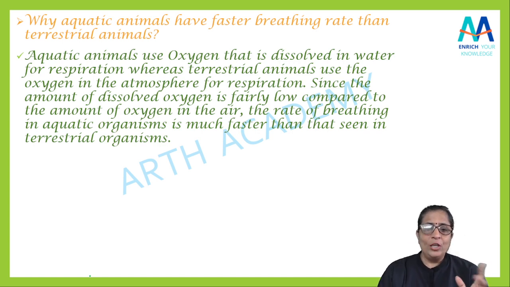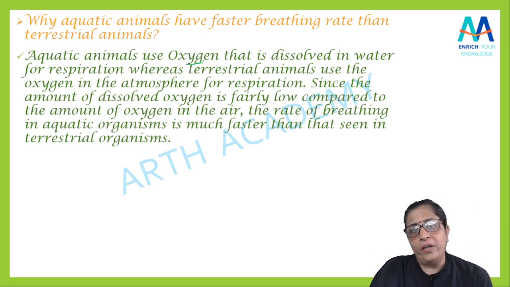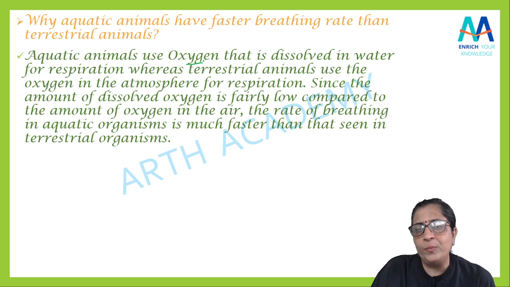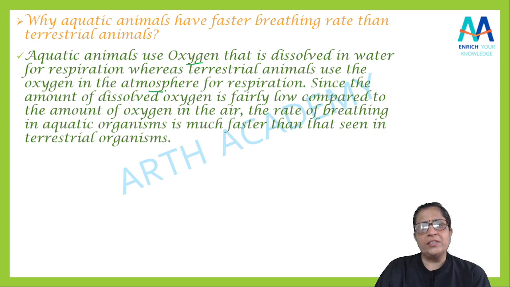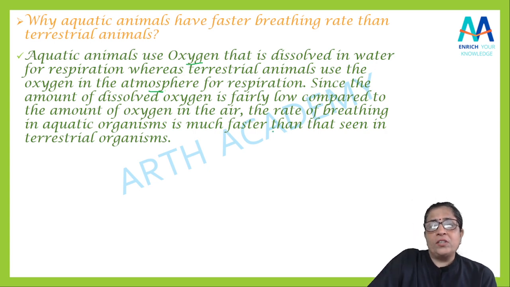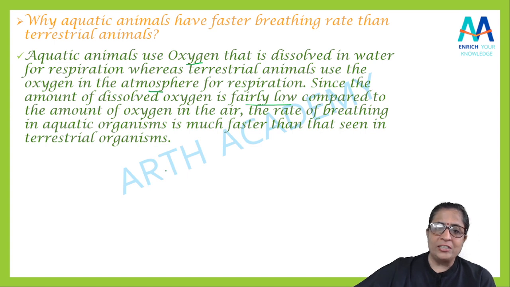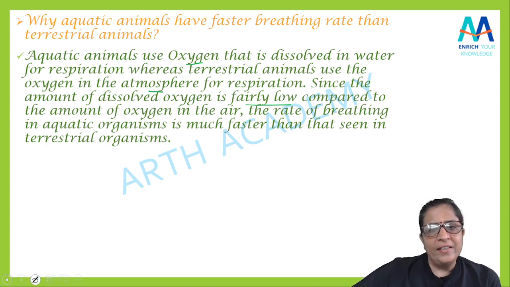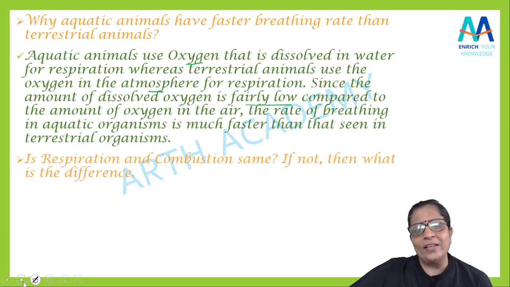This is the reason. So you can write the answer as: aquatic animals use oxygen that is dissolved in water for respiration, whereas the terrestrial animals use oxygen from the atmosphere. Yes, since the amount of dissolved oxygen is fairly low as compared to the amount in air, the rate of breathing in an aquatic organism is much faster than in a terrestrial organism. Got it? So this is the answer of the question. इसी तरह से बहुत सारे questions आप अपने आप सोच सकते हैं, and you can also get the answers also.